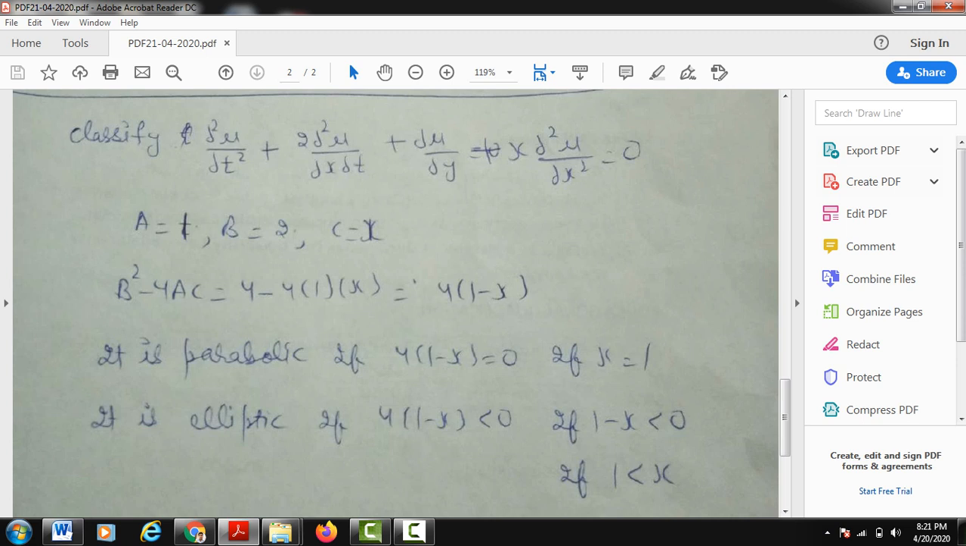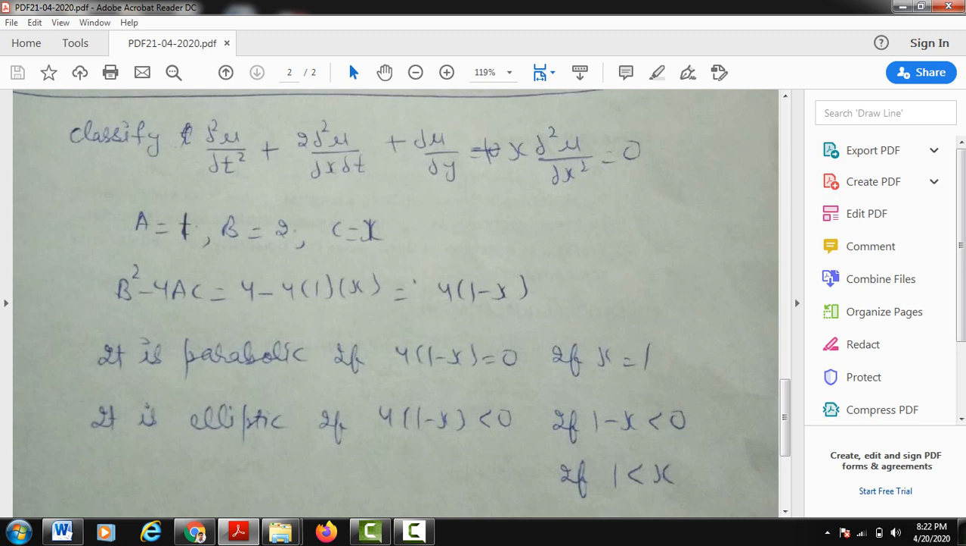So the given equation is parabolic if the factor b square minus 4ac is 0. So what is b square minus 4ac? It is 4 into 1 minus x. It should be 0. So from here, if you simplify it, you will get x is equal to 1. So if your x is equal to 1, then this equation will be parabolic. Okay. And now I will discuss the second case, elliptic equation. Now the given equation is elliptic if b square minus 4ac is less than 0, that is if 4 into 1 minus x is less than 0.